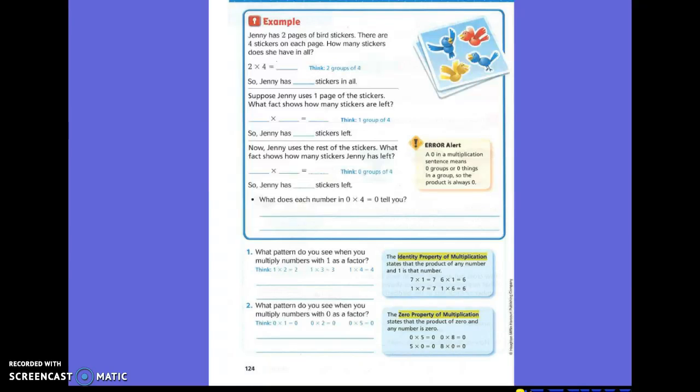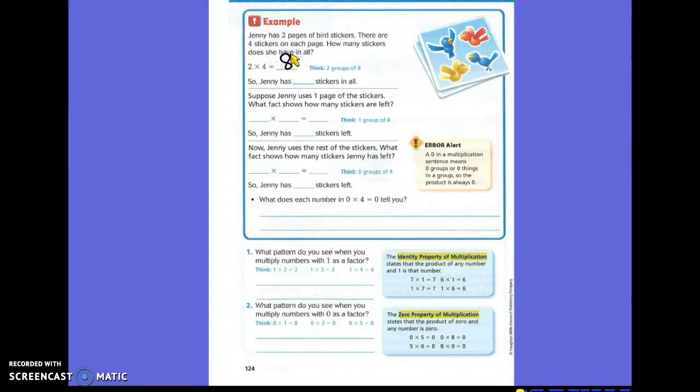Okay, so they did the problem for you right now. They gave you the 2 factors of 2 and 4. She has 2 pages and 4 stickers on each page. So you're going to think of 2 groups of 4. How many stickers would that mean that she has, everyone? 8.